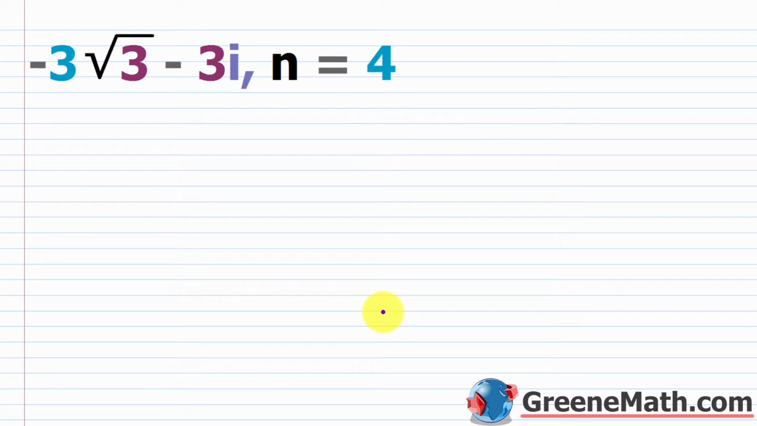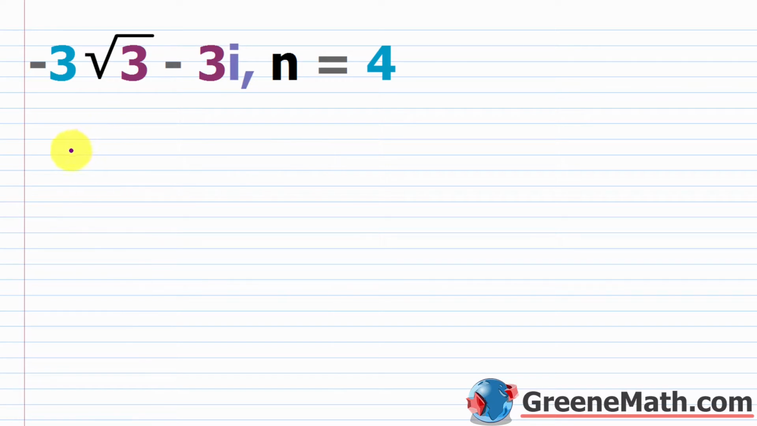All right, let's go ahead and look at an example. So we want to find all nth roots, and we're going to write our answer in polar form. So we see that n is set equal to 4, so we want to find the 4 fourth roots, okay? So I'm going to start by writing this guy right here, this negative 3 times square root of 3 minus 3i in our polar form, okay?